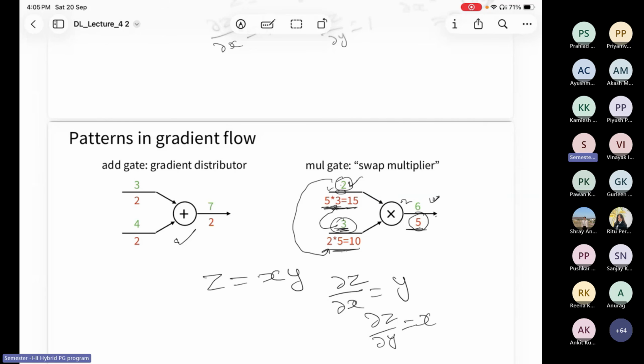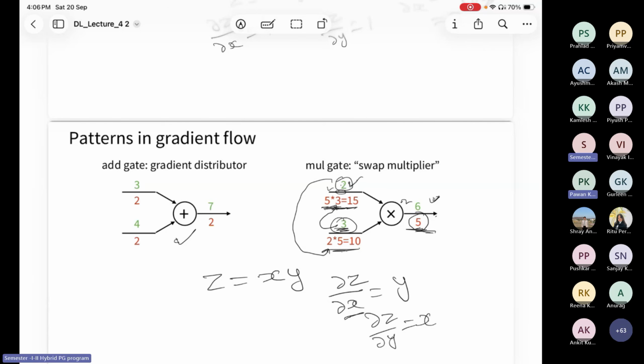If you are finding the gradient of Z with respect to X, you get Y. If you are finding it with respect to Y, you get X. So when finding local gradients, you are exchanging the values, like cross multiplication.